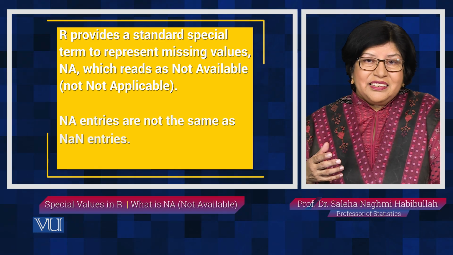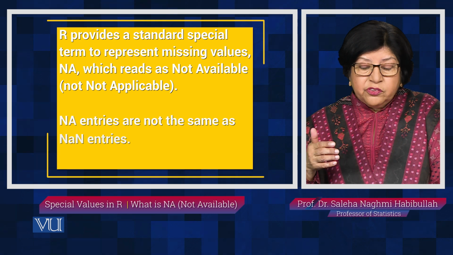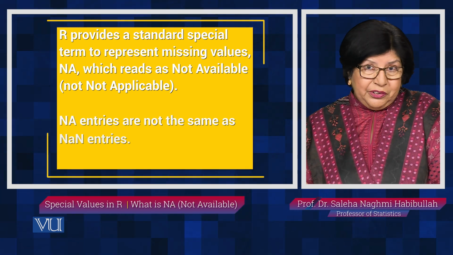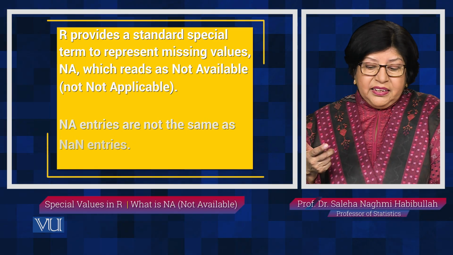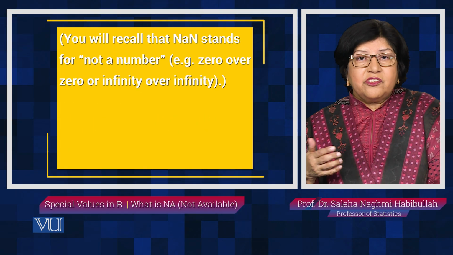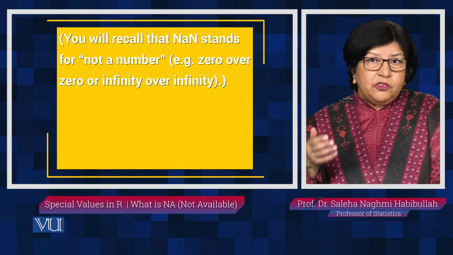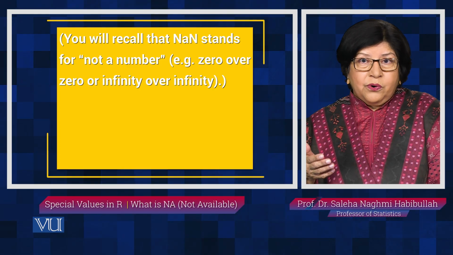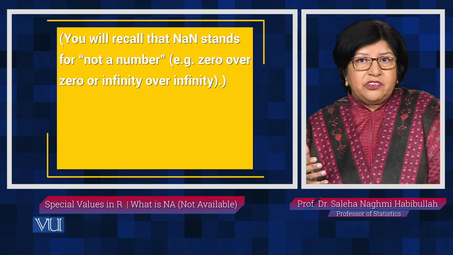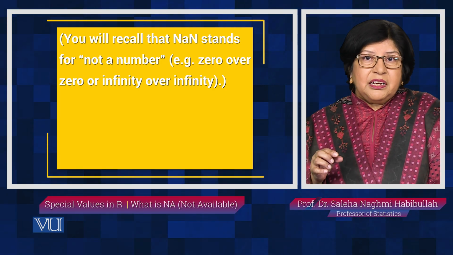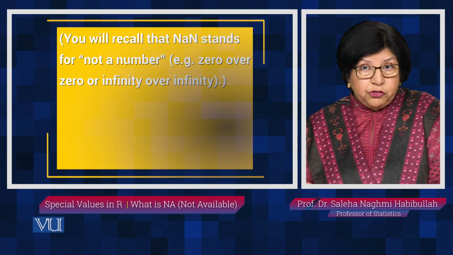Also, you must note that NA entries are not the same as the NaN entries. You will remember from the previous module that you read that NaN stands for not a number. For example, 0 over 0 or infinity over infinity. So that is a totally different situation. Here we are talking about missing values, and that's a totally different situation.